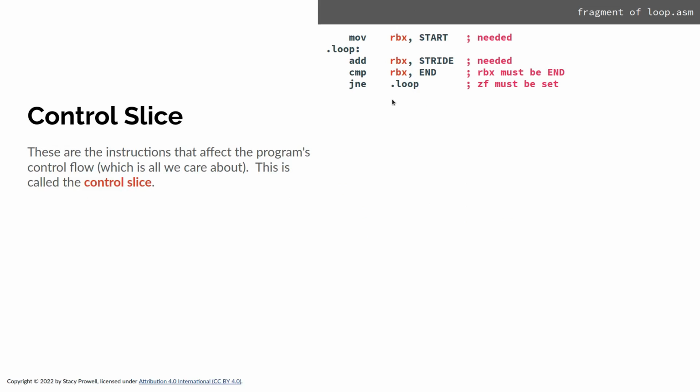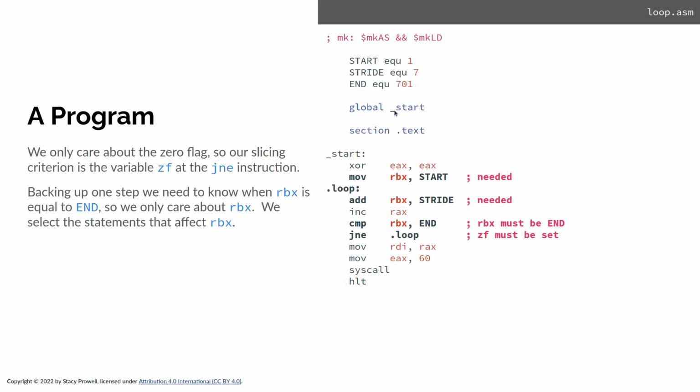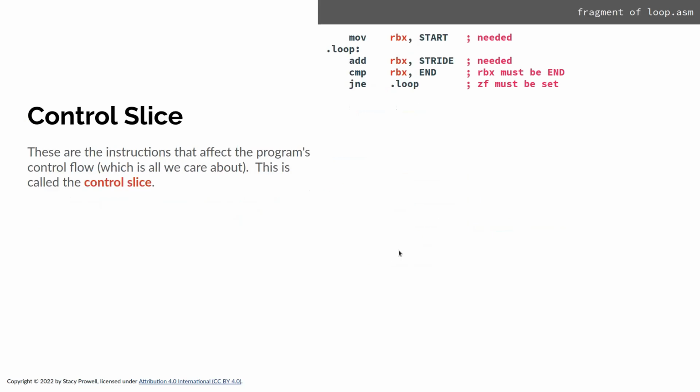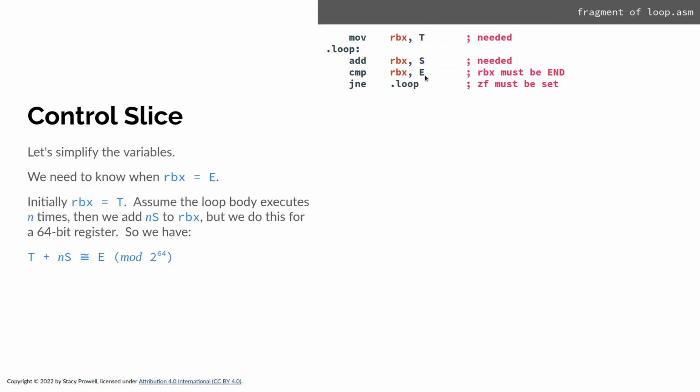And it's simpler, I think you'll agree, than the whole program. We've thrown quite a bit of stuff away and wound up with just this. I probably should have kept the definitions of these, but it doesn't matter. We're going to change them as we go forward. In fact, let's just shorten them: T, S, and E. So start, stride, and end. If we make them like this, it's easier to write equations about them. And so we need to know when RBX is equal to the end.